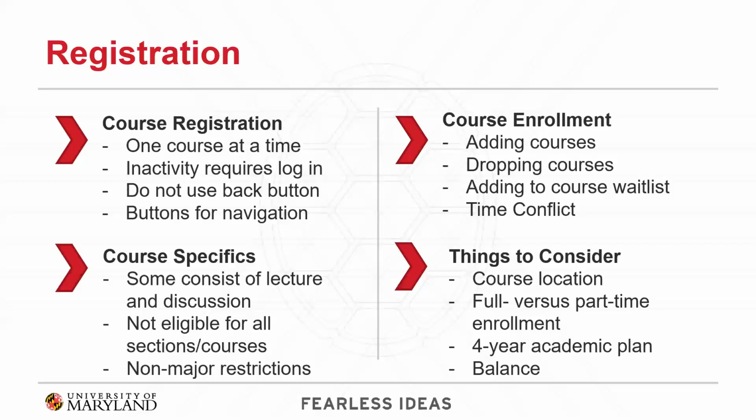So we can ensure that you know what is expected. Each of the majors at the University of Maryland has identified a 4-year academic plan, and the advisors that you will work with will ensure that you in fact are pursuing that 4-year academic plan and that you have a sense of what the next set of courses are based on the courses that you're wanting to register for. But one of the important things is balance.